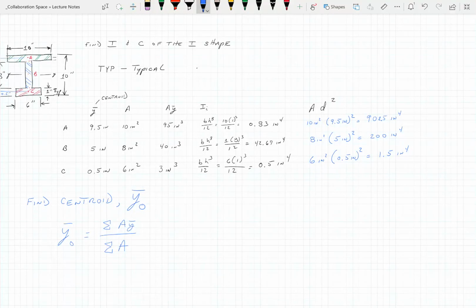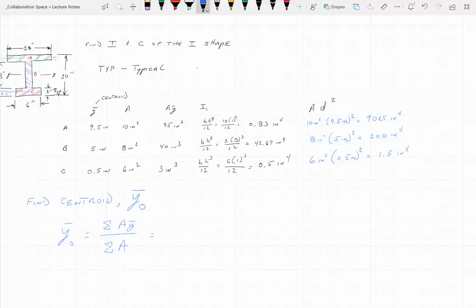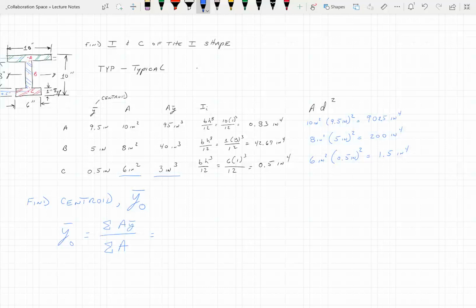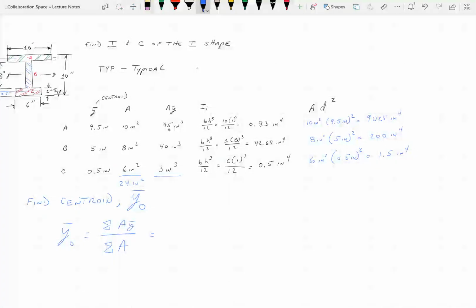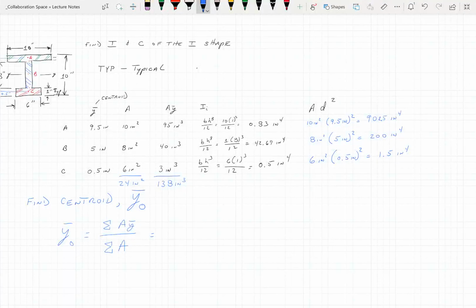So if you get lost on this, which you probably will, I want you to remember how to do that. So basically we take the sum of this column and that column, and we can go find where the y bar is. So 10, 8, and 6 is 18 plus 6, 24. Okay. And the summation of 95, 40, and 30 is 138. Everybody agree? Hearing no dissenters, we're moving on.